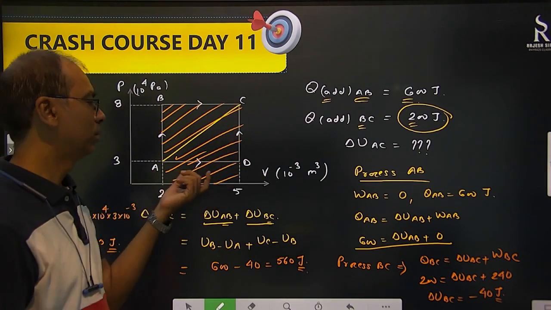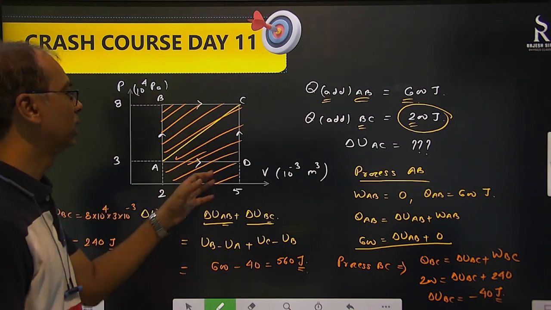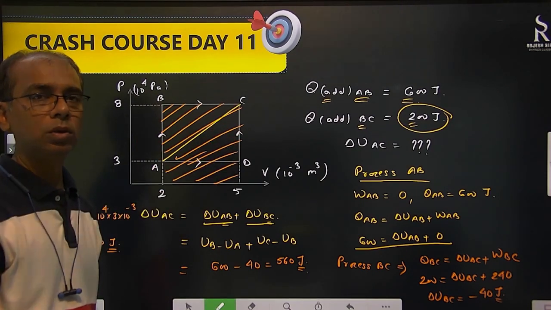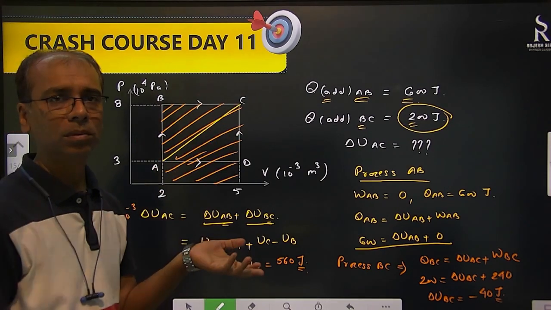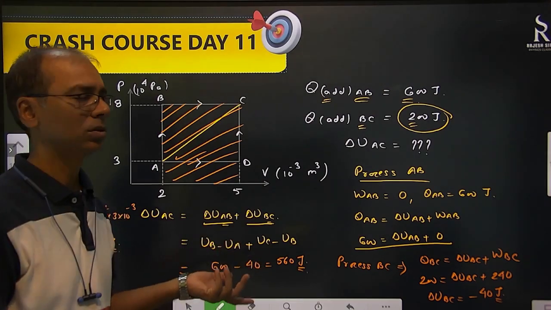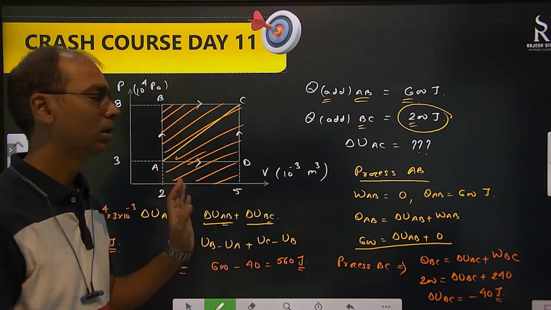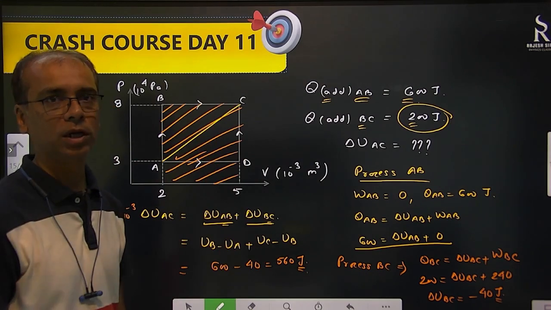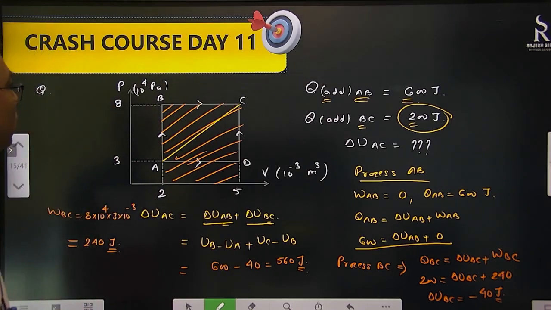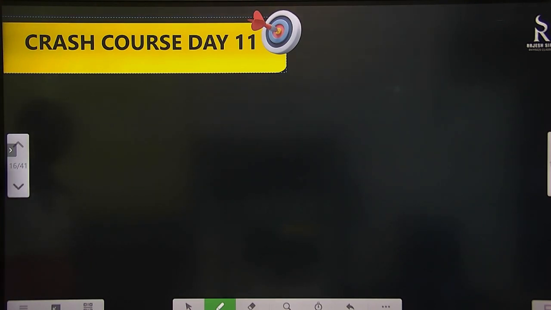Below, one more piece of information may be given. In a similar way that also we can do, but delta UAC will come out the same only. So we are not bothered as such. Let's see what next.